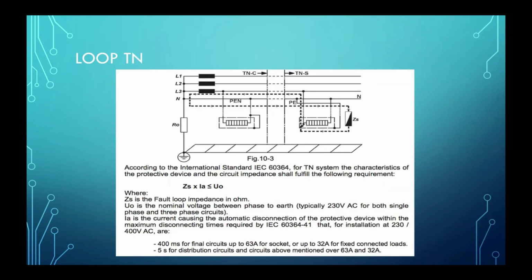Now we go to the TN system. In the TN system, there is a formula to be respected also. So this is the formula: ZS times current, R times I equal to voltage. What is ZS? ZS is the fault loop impedance in ohm.